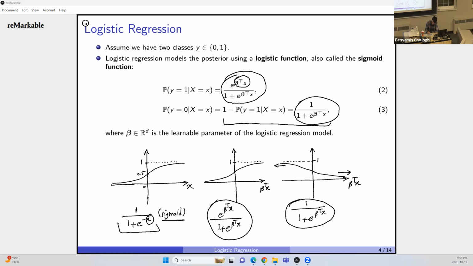So 1 minus this also becomes this. What is this? Let's analyze its plot. e to the power of beta transpose x over 1 plus e to the power of beta transpose x. Take the limit where x goes to infinity. What happens? It becomes infinity over infinity. It becomes undetermined. You need to use L'Hopital.